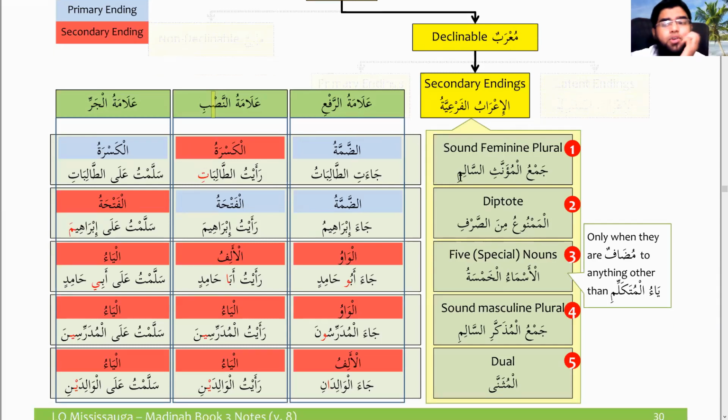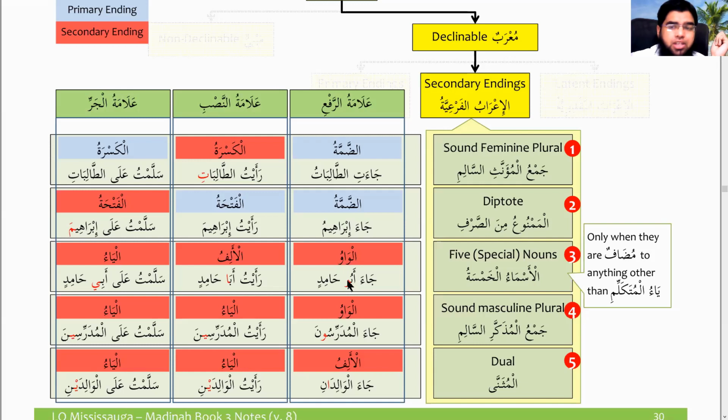Fine. Then diptotes. Ibrahimu, Ibrahima, Ibrahima. Damma, marfu, correct. Alamatul nasb, mansub is what? Fatha again. Raitu Ibrahima. And alamatul jarri, fatha again. Sallamtu ala Ibrahima. After ala, kasra should come, but these are diptotes. Asmaul khamsa again. Here, alamatul rafa is not a haraka, it's by huruf. It's by letter.